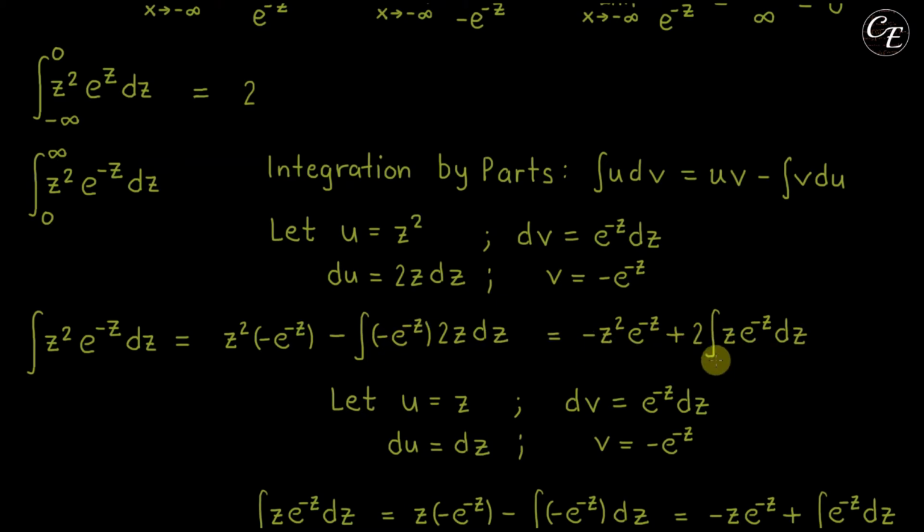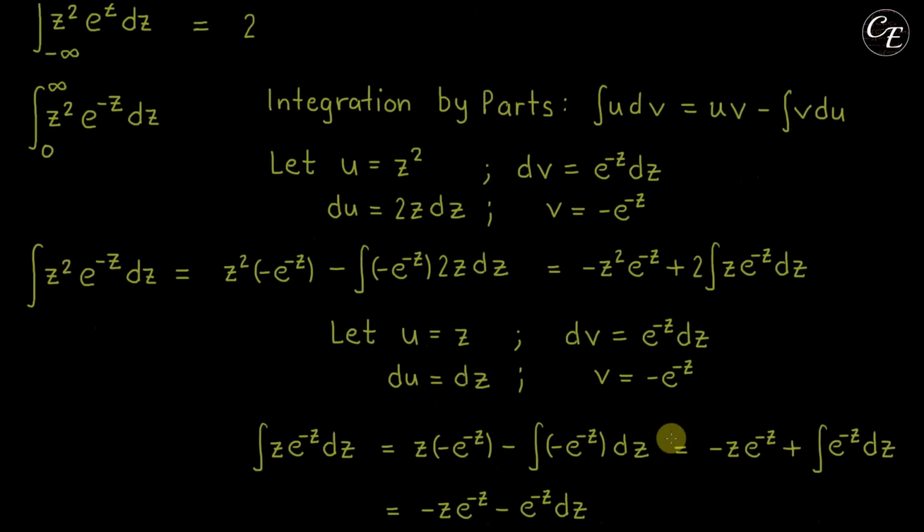Then for this integral of z times e raised to negative z dz, let us again use this integration by parts. We have that u be z, and then dv is the rest of the terms, which is e raised to negative z dz. Then from here, du is equal to derivative of this z, which is dz. Then v will be the integral of this one, which is negative of e raised to negative z. Then this one, integral of z times e raised to negative z dz, which is integral of u dv, in here is equal to uv, which is z times negative of e raised to negative z. So we have this one for uv.